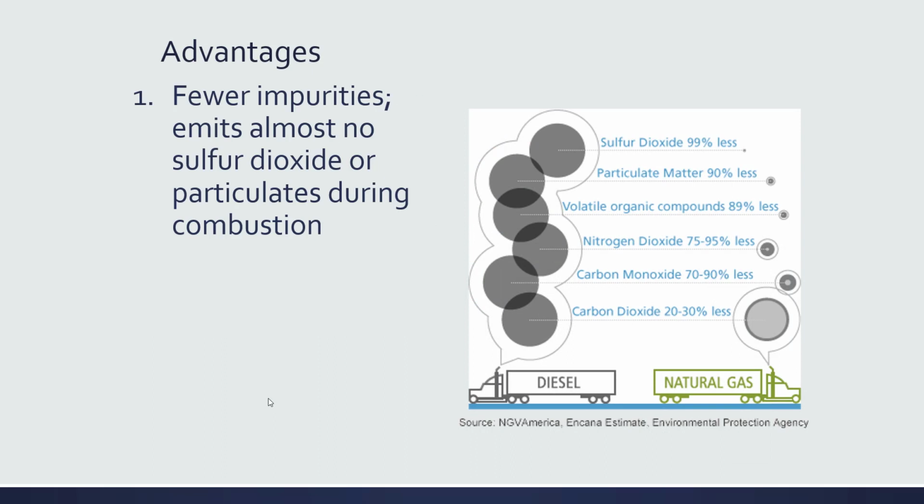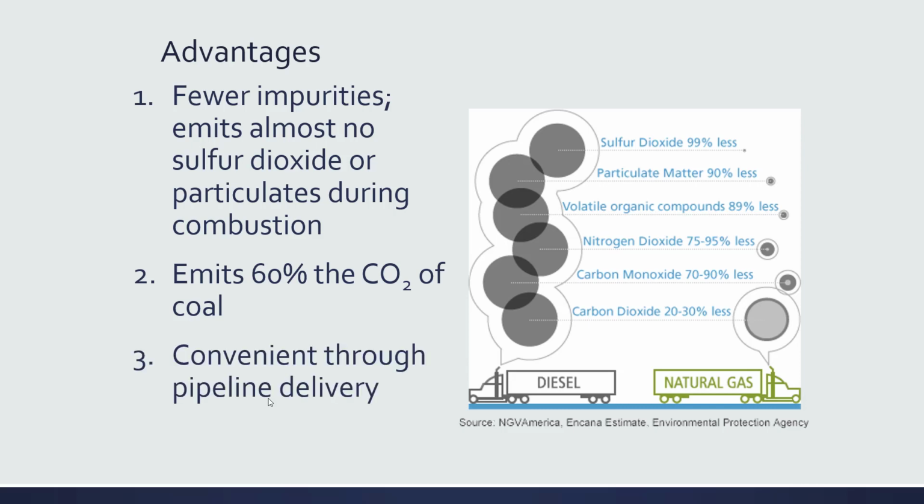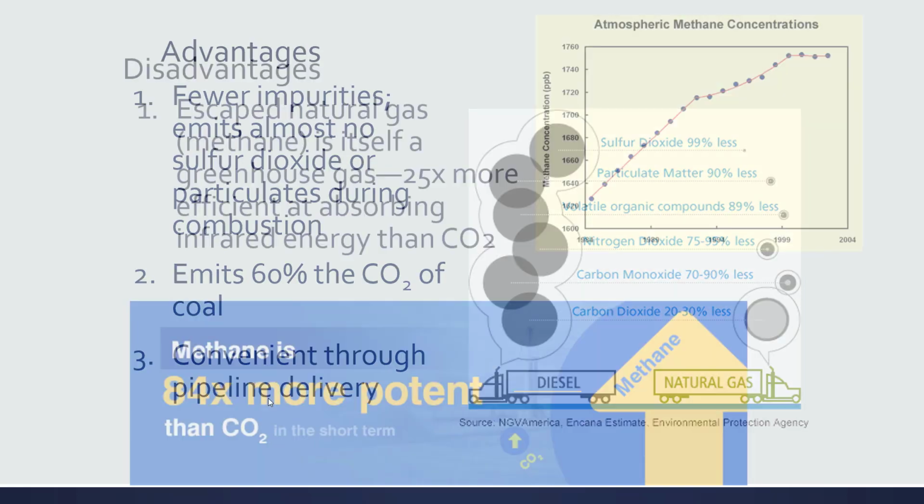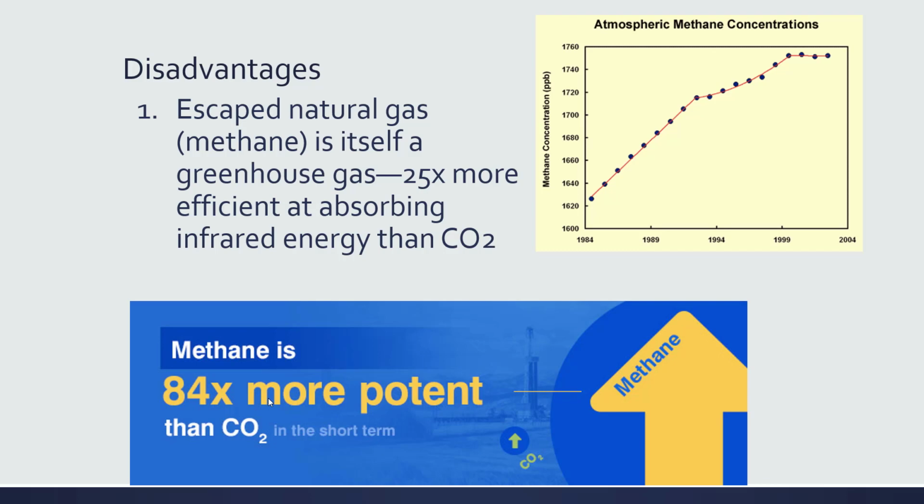Advantages. It's pretty much ready to go with very few impurities when it comes out. Again, really concentrated energy, doesn't produce as much CO2 as coal. You can shunt it through pipelines. You can even condense it and transport it as liquid. Disadvantages. Methane itself is a greenhouse gas, and it will escape and contribute to climate change.